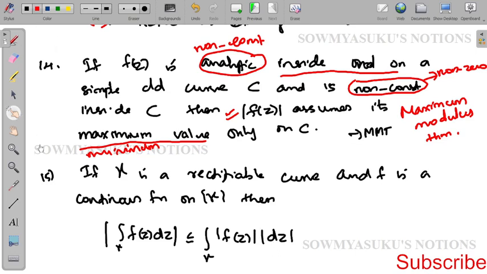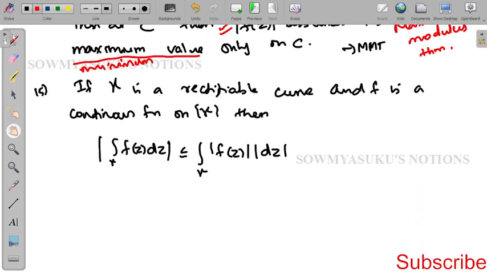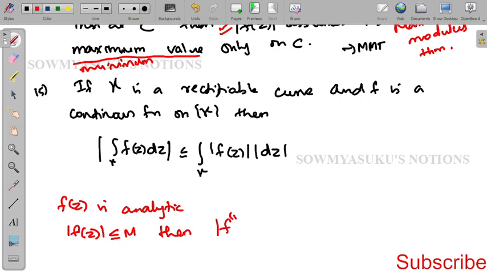Then we need to know what Cauchy's inequality is. For Cauchy's inequality, f(z) is analytic, and modulus f(z) is less than or equal to M, then we can say that modulus of the nth derivative f^(n)(a) is less than or equal to n! M divided by r^n. So this is Cauchy's inequality or Cauchy's estimate.